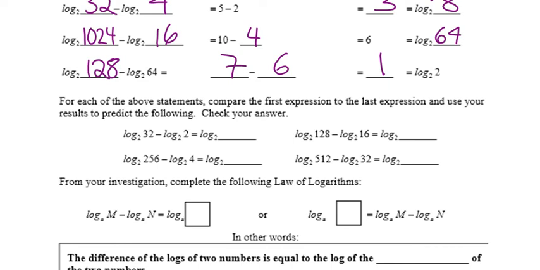Did we get it right? Wouldn't it be 32 divided by 2, so 16? Yeah. What? Log base 2 of 128 minus log base 2 of 16. 128 minus 16. 8. Log base 2 of 256. Take one of each. Minus log base 2 of 4.